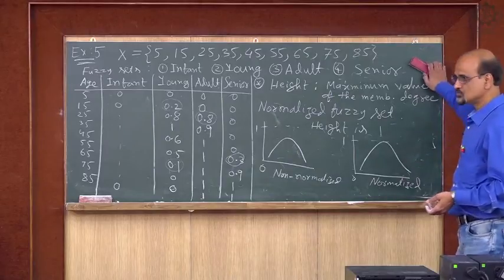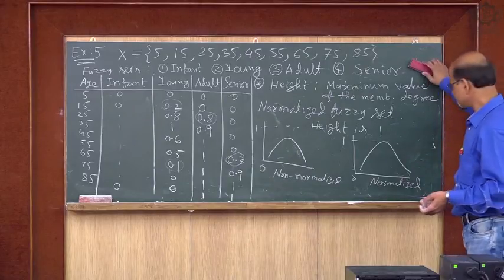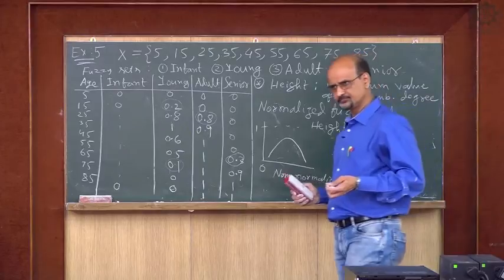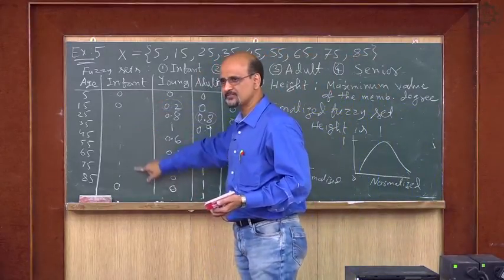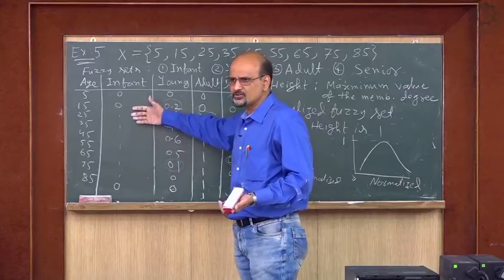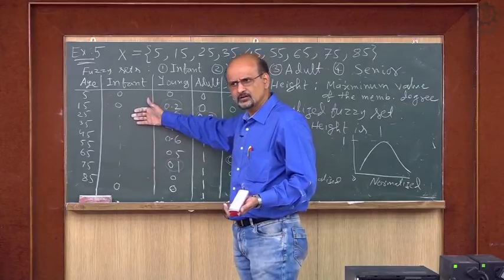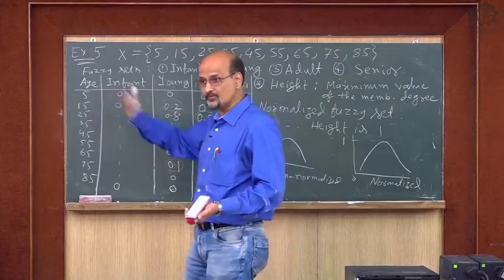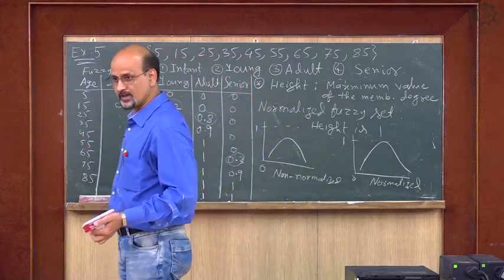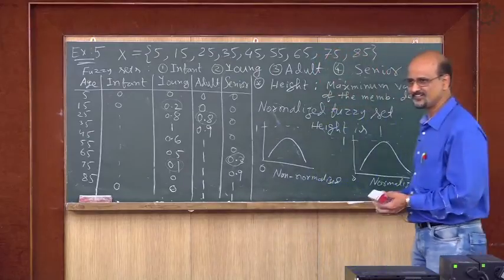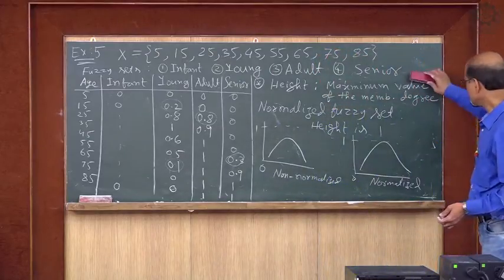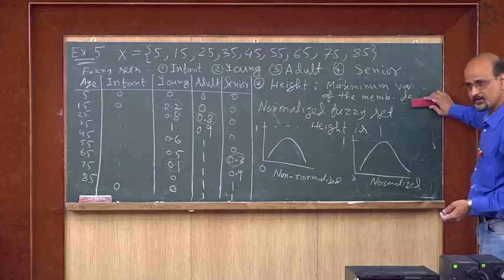Now come to alpha level set. Normalized set, what is the maximum value? 1 is not there, so it is not normalized. No, we cannot do normalization always. We cannot do it, because 0 by 0 will come.